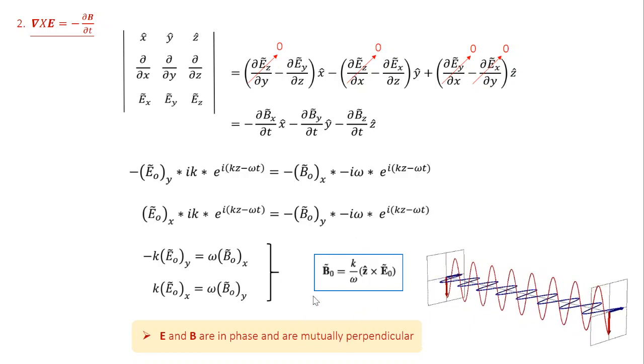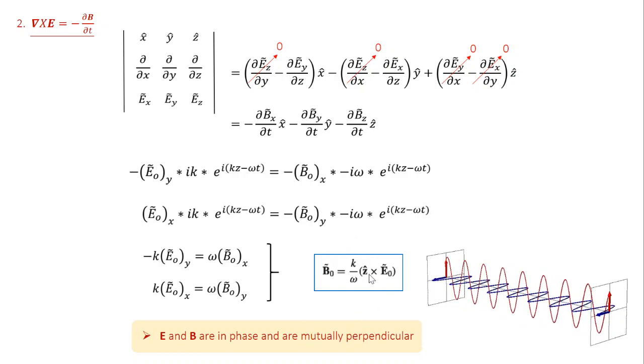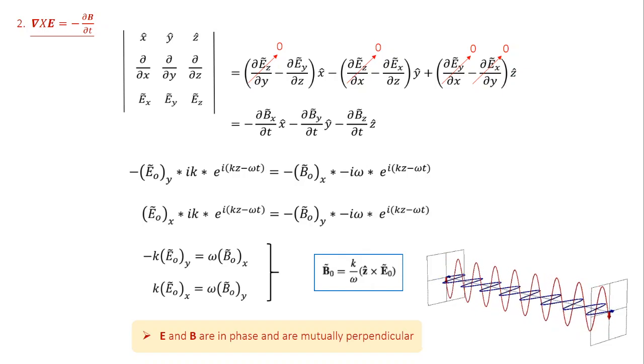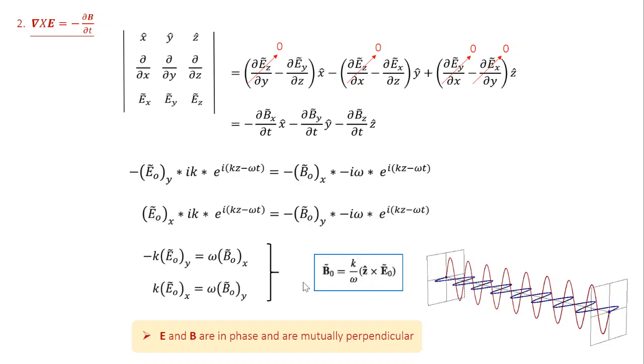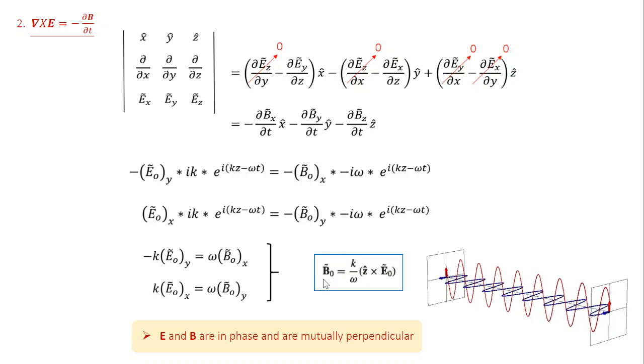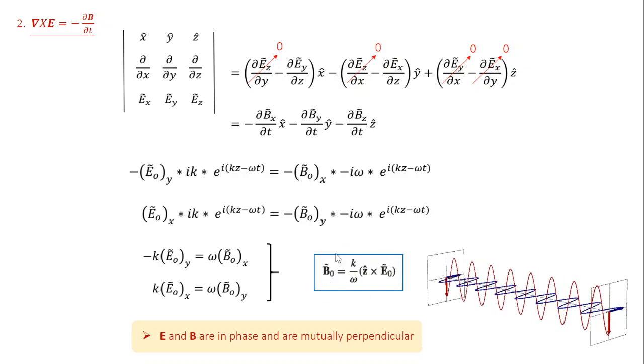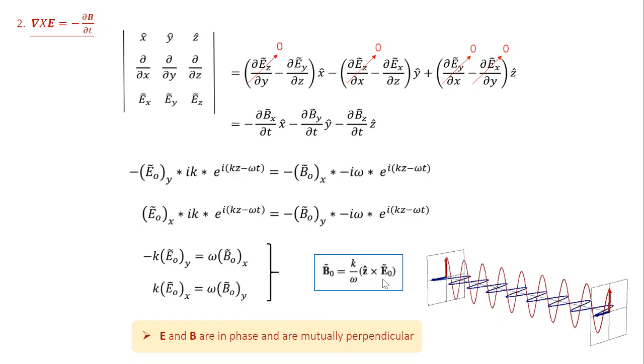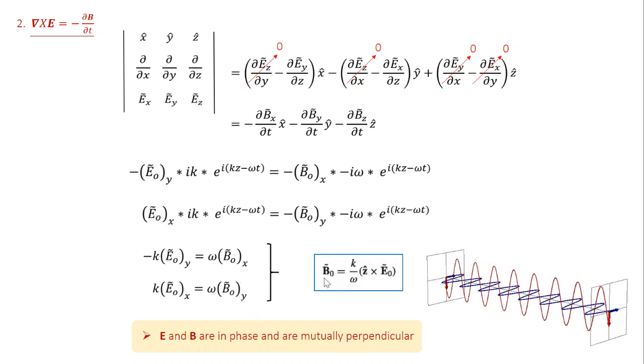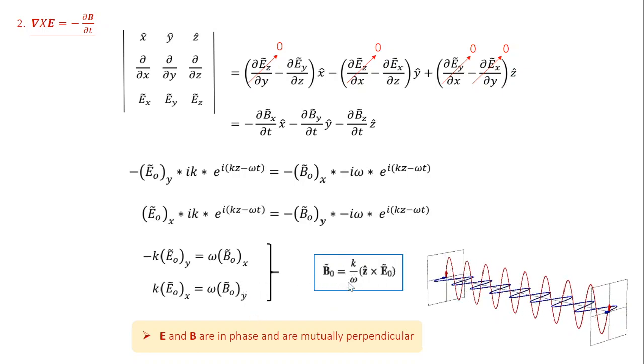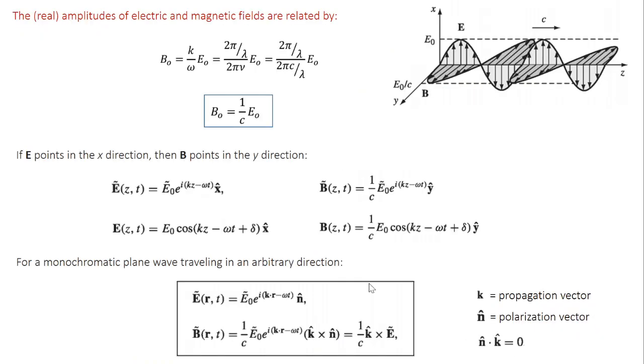Now all these relations we have derived in terms of the complex amplitude. So whatever is true for complex notation is true for the real notation as well. So let's rewrite this relation in terms of the real amplitude. So we can write B naught equal to k over omega multiplied by E naught. Let's expand these terms.